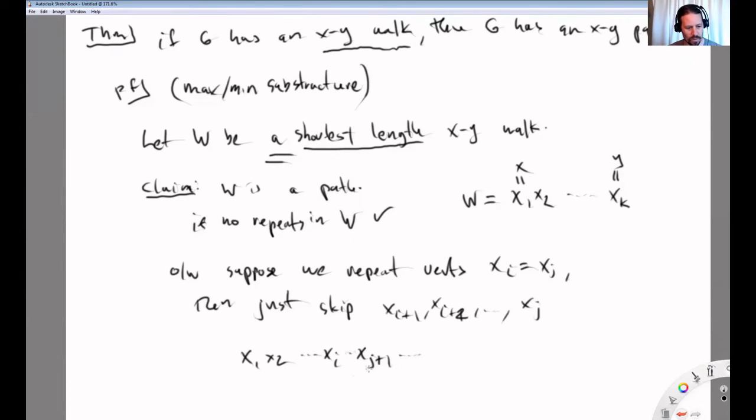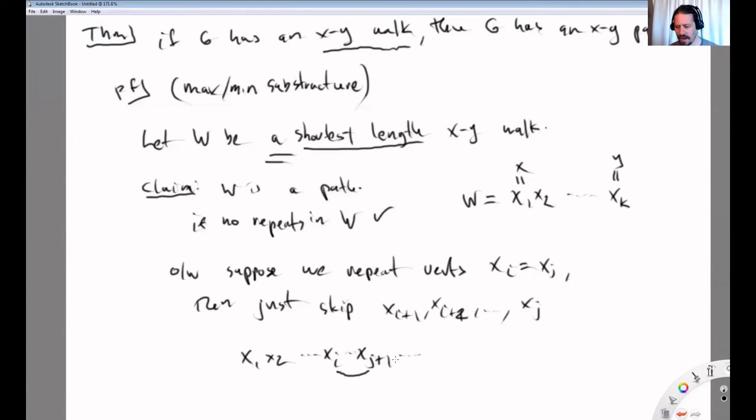But why does this make sense, right? Remember the definition of a walk or a path? That we always had an edge between consecutive vertices. Why do we have an edge here? I know I have an edge between xj and xj plus 1. Why do I have one between xi and xj plus 1? I know it's a dumb question, but aren't they the same vertices? Exactly. j and i are the same vertex. So there is an edge there.